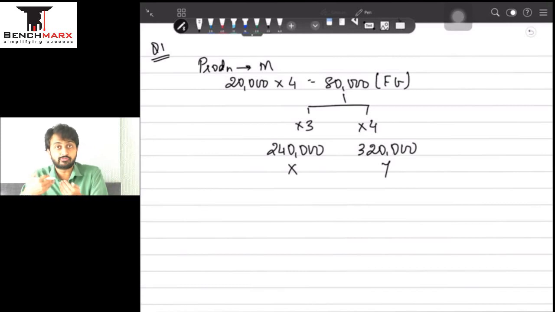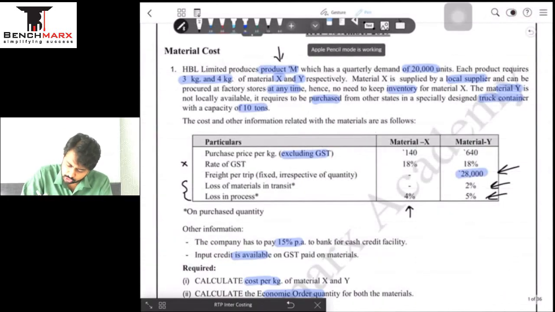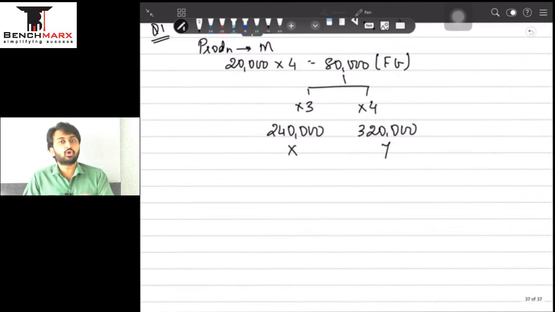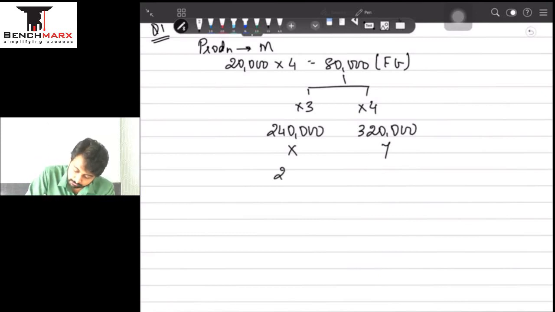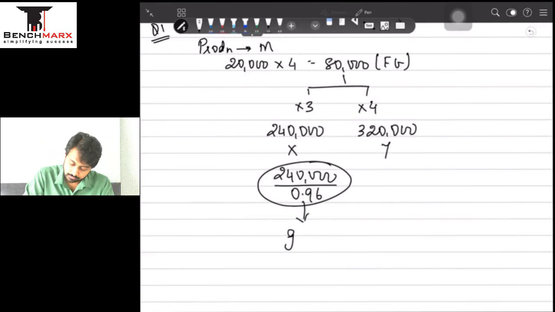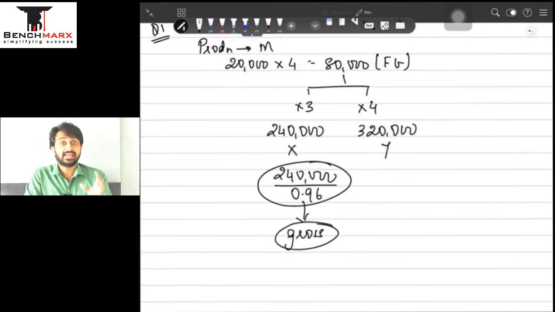Obviously the loss cannot be out of 2,40,000, because if 240 के ऊपर we apply the loss, कितना percent loss है उसका, let's go step by step. First is 4% for X. अगर अपन ने 240 के ऊपर 4% लॉस निकाला, दैट मींस 240 माइनस 4% विल डू, एंड द नेट विल बी इन द प्रोडक्ट, बट 240 इज ऑलरेडी सिटिंग इनसाइड द प्रोडक्ट, व्हिच मींस 240 इज ऑलरेडी नेट. तो अपने को सिर्फ 2,40,000 को डिवाइड करना है 0.96 से, बिकॉज 240 करेस्पॉन्ड्स टू 96, व्हाट करेस्पॉन्ड्स टू 100. दिस इज हाउ आई विल गेट माय ग्रॉस कंजम्पशन ऑफ मटीरियल एक्स.